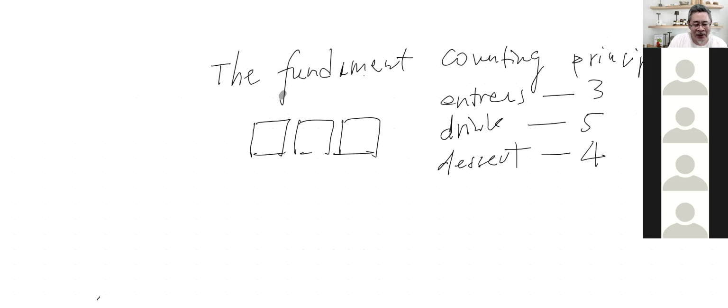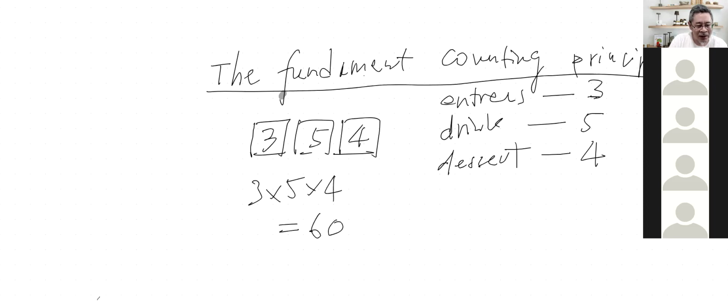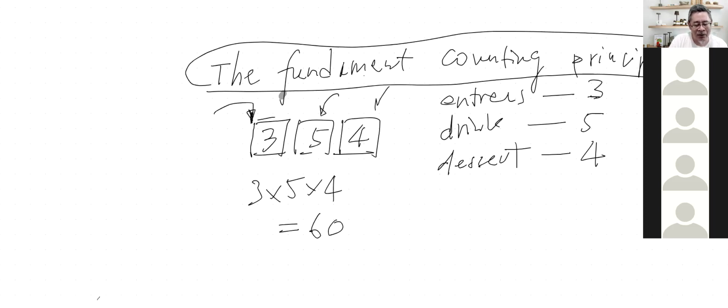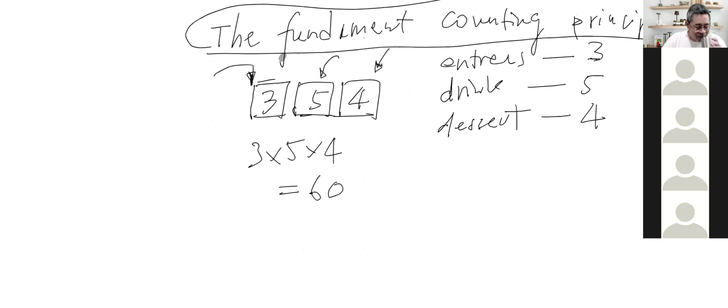Well, for the entree we have three, so there's three. The drink has five. Then dessert has four choices. So the total number of different meals we can make is 3 times 5 times 4. So that gives us 60. That's basically what the fundamental counting principle means. We just find how many choices for the first one, how many choices for the second one, how many choices for the third one. We just multiply them together, and we get the total number of different choices. Okay, are we good on this one?